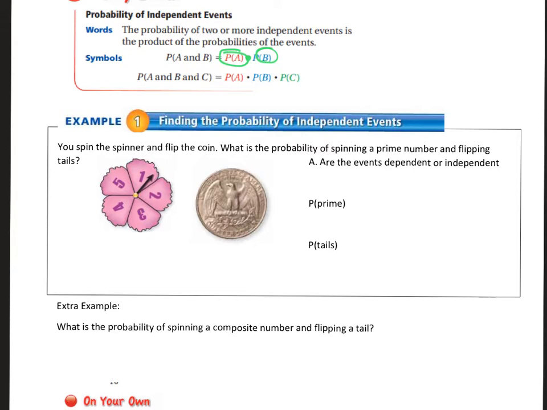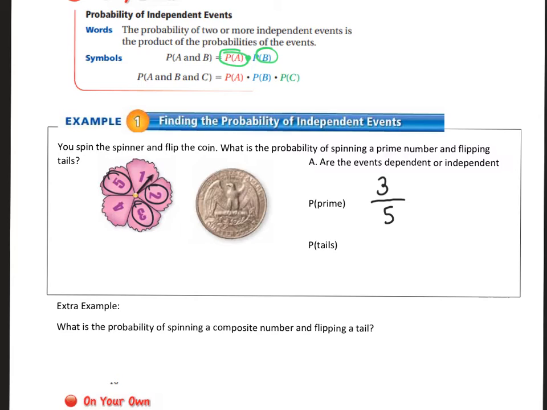So we first have to find the probability of spinning a prime. Okay, so we know that prime numbers are 2, 3, and 5. One is its own kind of number. It's neither prime nor composite, okay? So there are 5 sections total, so the total goes in the denominator, and 3 of them are prime, okay?